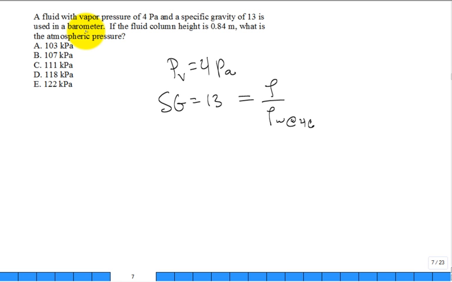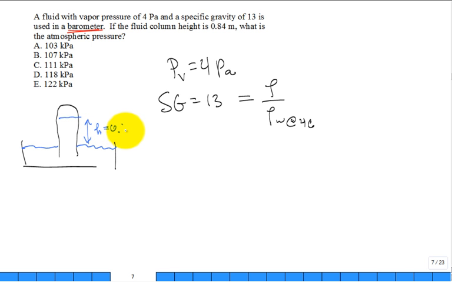If the fluid column height is 0.84 meters, what is the atmospheric pressure? Well, I've got this tricky thing called a barometer. In my mind, I'm thinking I have a little pan of this fluid, and then I have this inverted test tube in the fluid, and then I have the fluid height up here, and this height they just gave me is 0.84 meters.